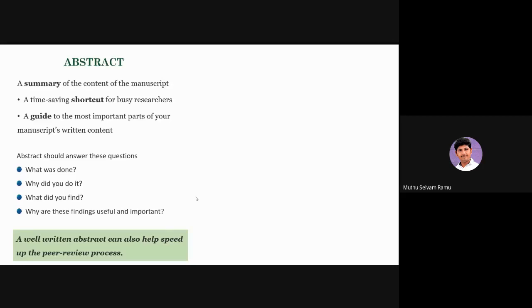In general, it is a paragraph which starts from the background information, what was done, as question one says, and why you did it, the reason and motive for the study, and what you found. In between, there is how you found it, but you cannot mention all the materials and methods. Then what you found, its usefulness, what you interpret from it, and the conclusion. So this should be the short content of the whole manuscript.